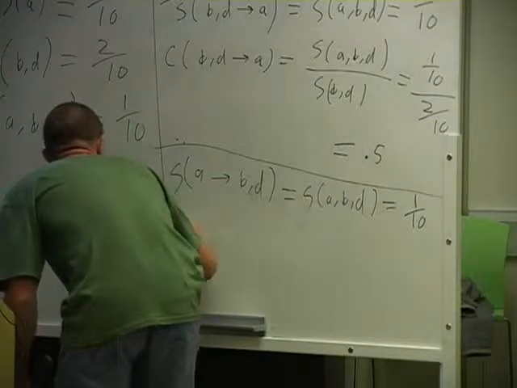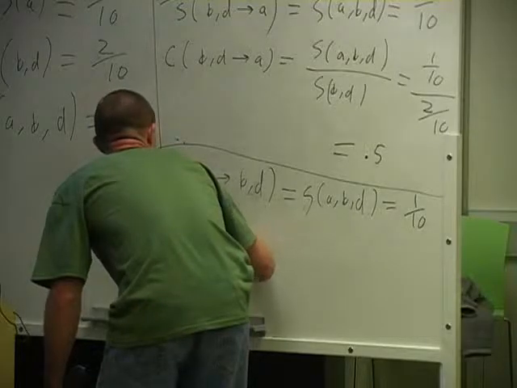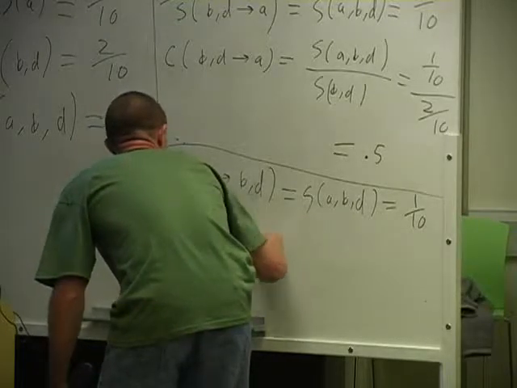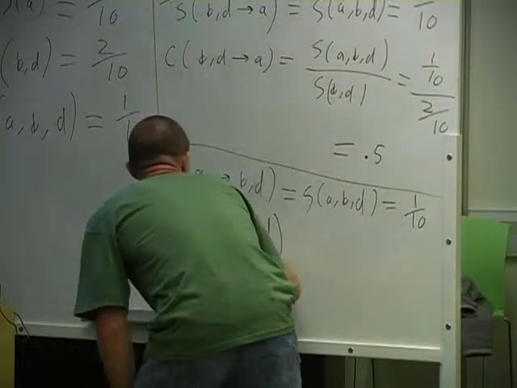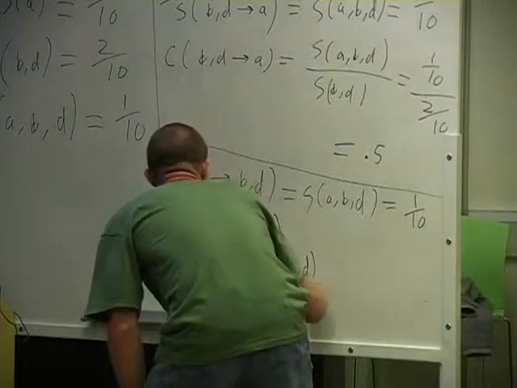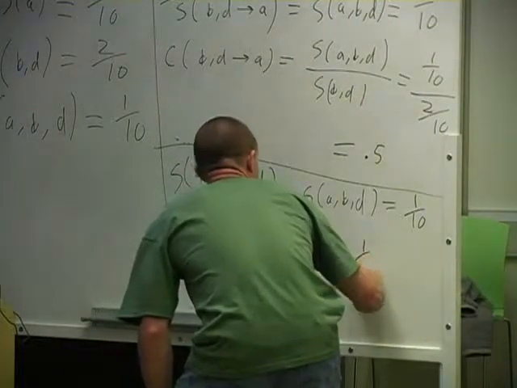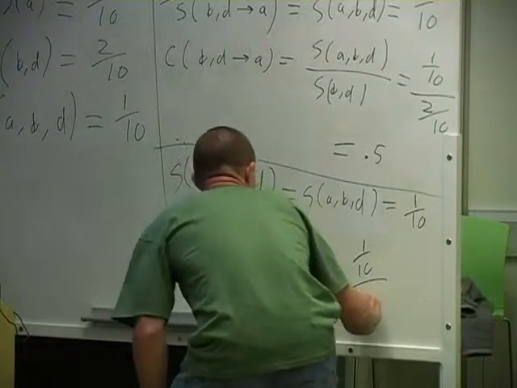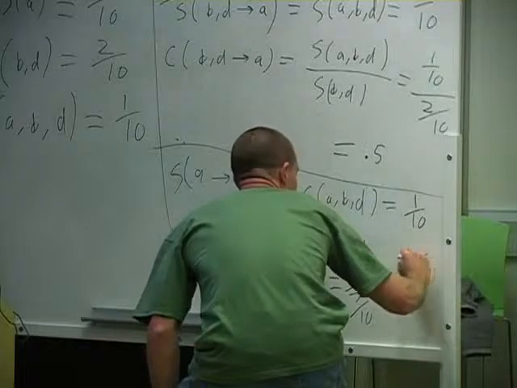However, you should ask yourself, is the confidence going to be symmetric? And of course, it's not going to be, right? Because this is A now implies BD. And so on the top, I've got to put the support of ABD again. The numerator is the same, but now the denominator is the support of A. So now I have 1 out of 10 on top, and A is 7 out of 10 on the bottom. So this becomes 1 out of 7.